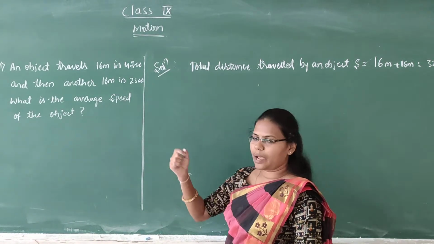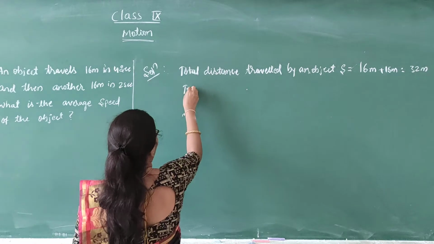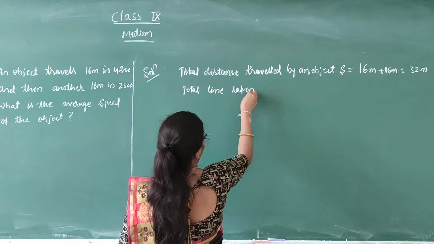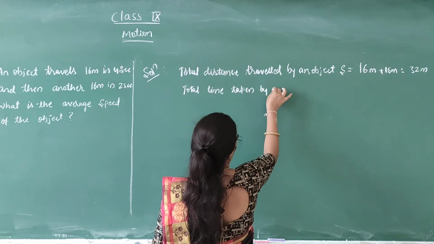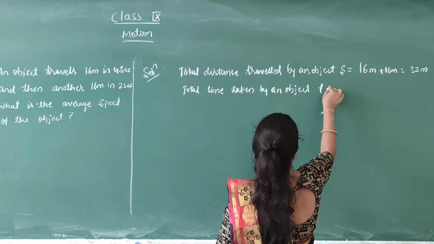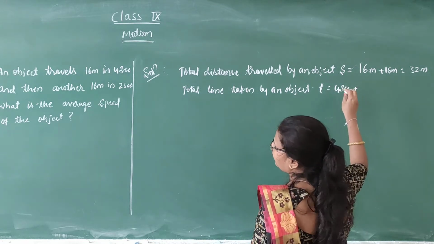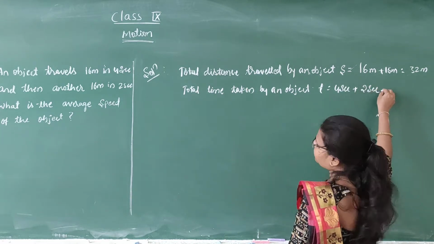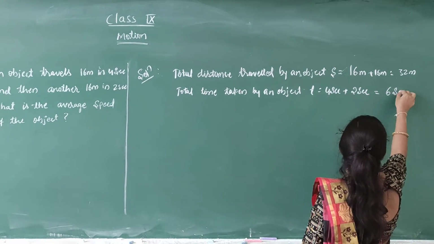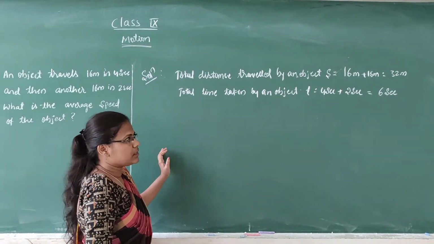And what is the total time taken by the object to cover 32 meters? Therefore the total time taken by the object, t is equal to: the first time it takes 4 seconds and the second time it takes 2 seconds. So 4 seconds plus 2 seconds is equal to 6 seconds. So the object covers 32 meters in 6 seconds.